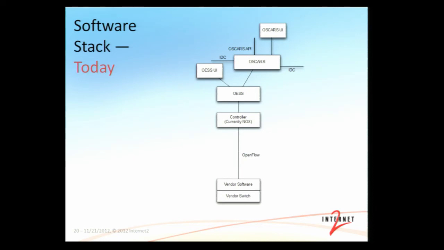We've implemented a layer 2 service just on our backbone using the OESS UI, but that doesn't have any inter-domain component. We also took OSCARS, the European equivalent of AutoBAHN, which implements the non-standard but fairly widely deployed east-west protocol, the IDC protocol, and that's how we're doing our inter-domain today. There's also an OSCARS UI that you can use to provision circuits across multiple domains. So that's what we're running today. Next slide.